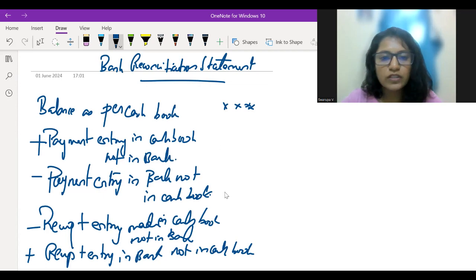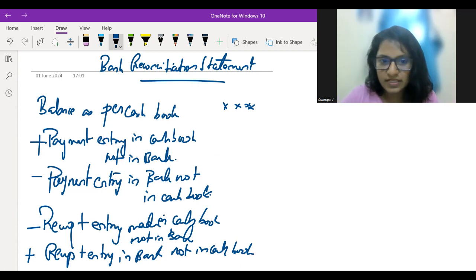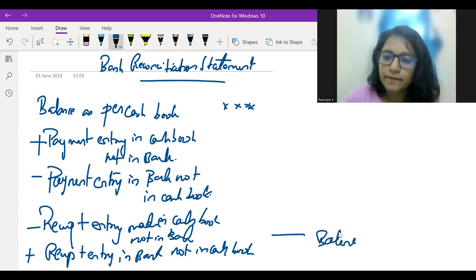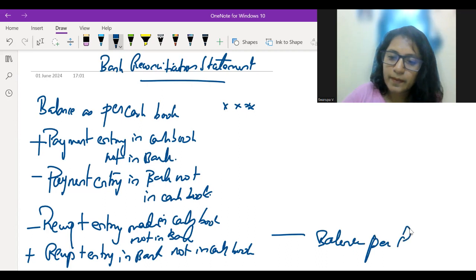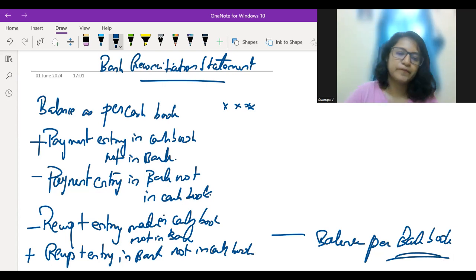So any kind of adjustment entry given in your question has to fit into one of these four categories. First, we just read the adjustment entry and see which category it fits in. And according to that, add or reduce, and you will arrive at the balance as per bank book. Bank book, bank statement, passbook, it all means the same thing.